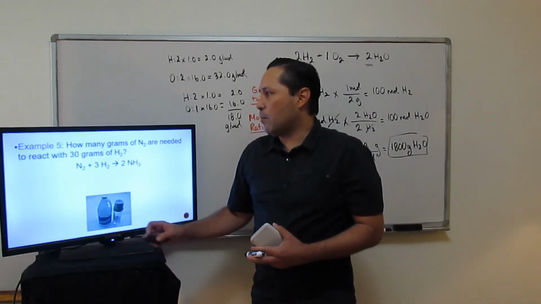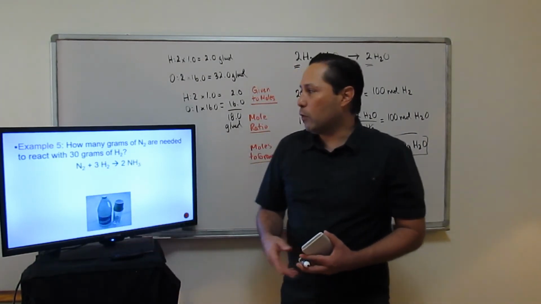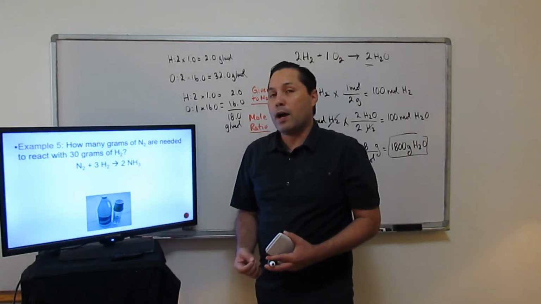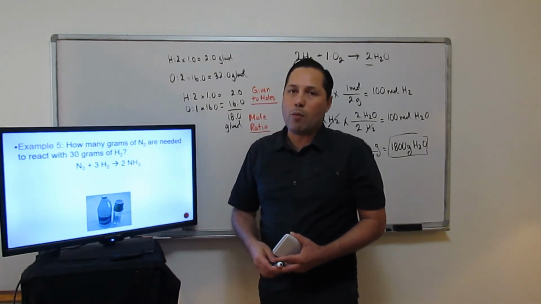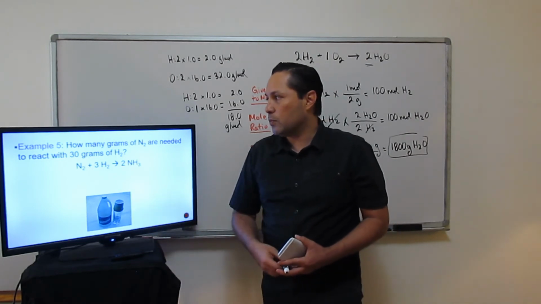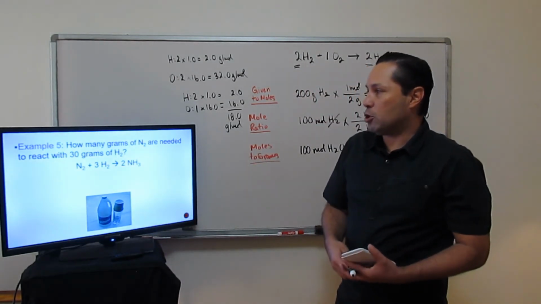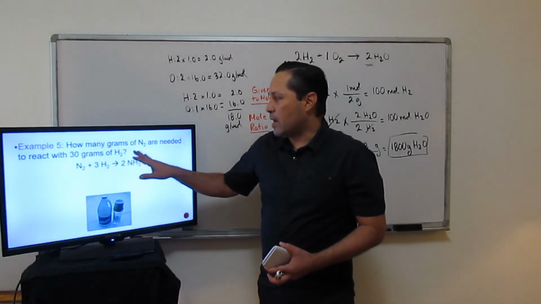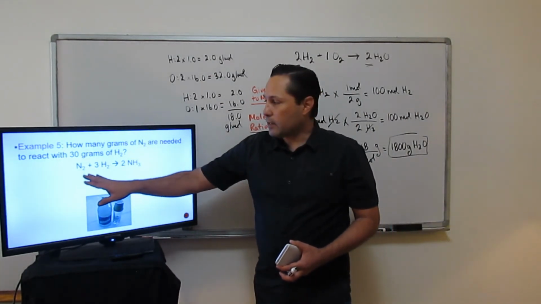Up next, example 5. In example 5, we're looking at the creation of ammonia, where 1 nitrogen reacts with 3 hydrogen, and that will give you ammonia, which is used in household cleaners. So how many grams of nitrogen are needed to react with 30 grams of hydrogen? Again, they are asking about the reactants here.